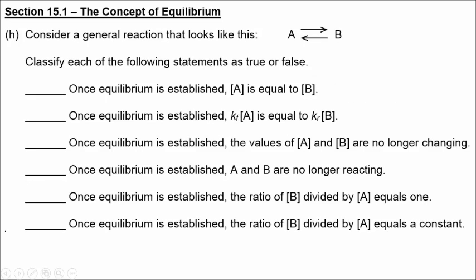So once equilibrium is established, the concentration of A is not necessarily equal to the concentration of B, but the rate of the forward reaction is equal to the rate of the reverse reaction. A and B are no longer changing in terms of their concentrations, but it does not mean that they are no longer reacting. B over A does not necessarily have to equal 1, but the ratio of B divided by A would be a constant value.